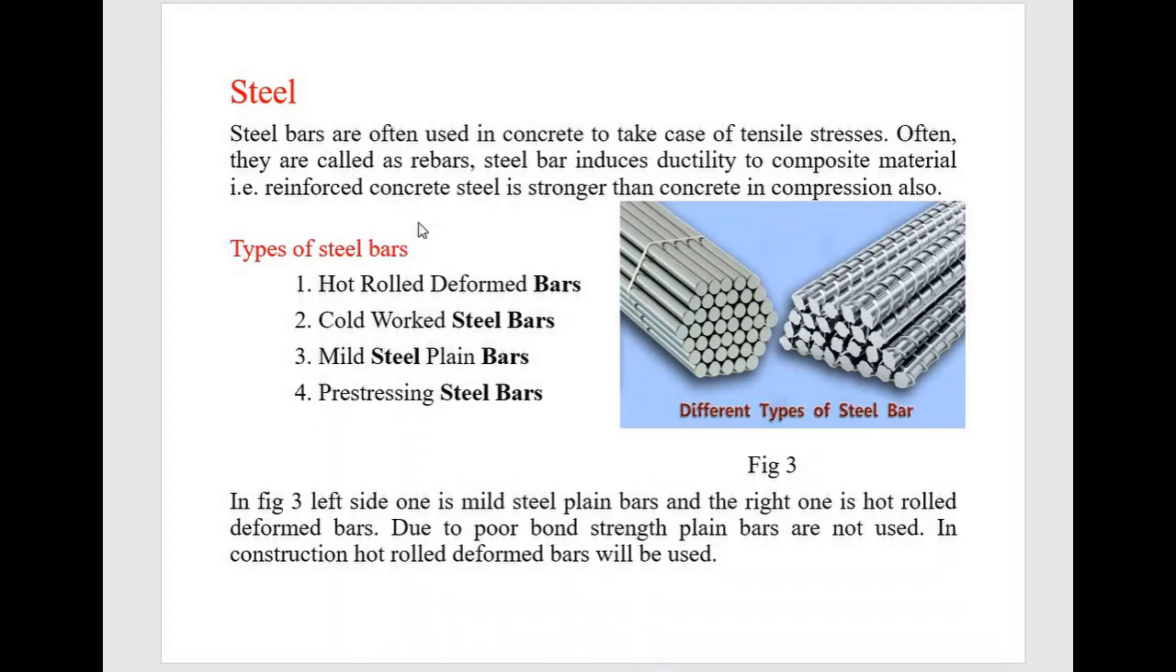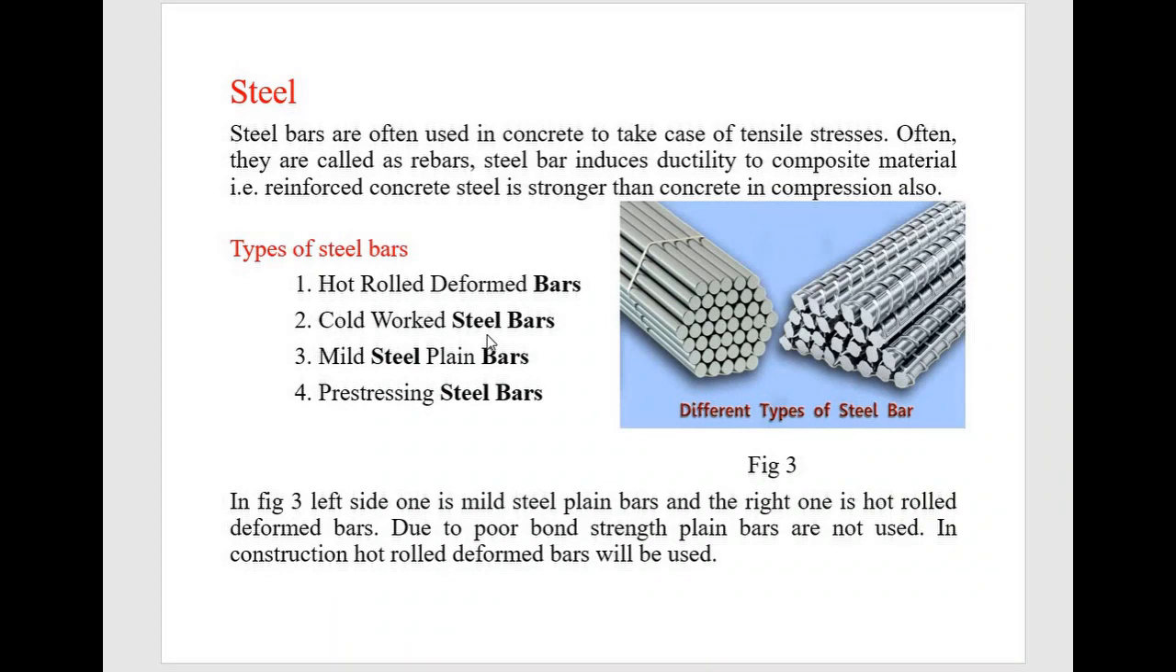Here we have four different types of steel bars. The first one is hot rolled deformed bars. Second, cold worked steel bars. Third, mild steel plain bars. And the fourth is pre-stressing steel bars. In earlier construction we used to use mild steel, but in later years we started using hot rolled or cold worked steel bars for construction.